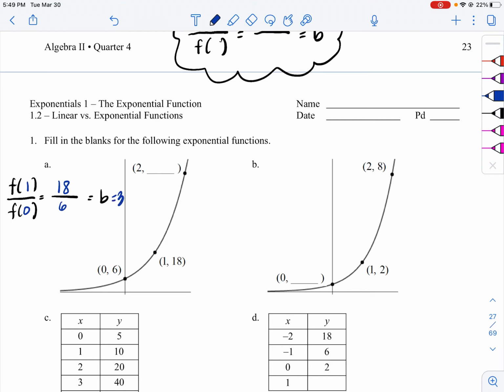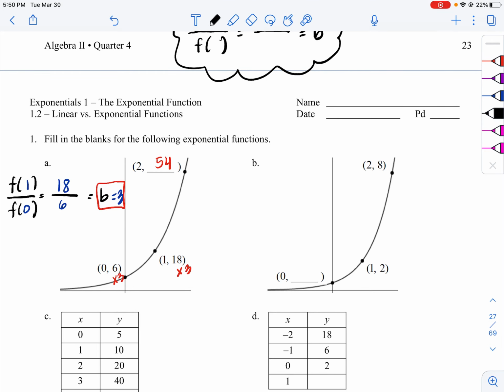Okay, what does that mean? So because I know that my b value is equal to 3, that's the number that I will multiply to my y value to get to the next y value. So I'm going to multiply this by 3 to get to the next. So 6 times 3 is 18. And I'm going to multiply 18 times 3 to get to the next value 1 unit apart. So 18 times 3 is 54. So 54 is the missing number. Okay? So my b value there is 3.